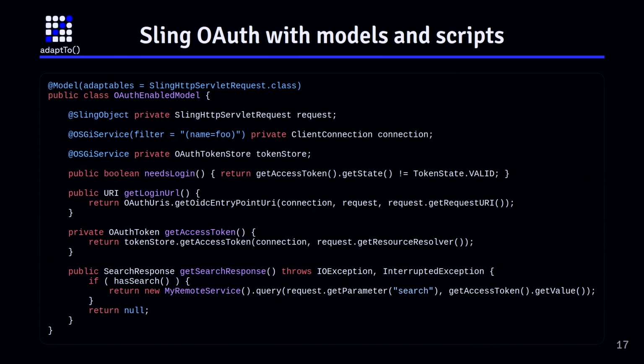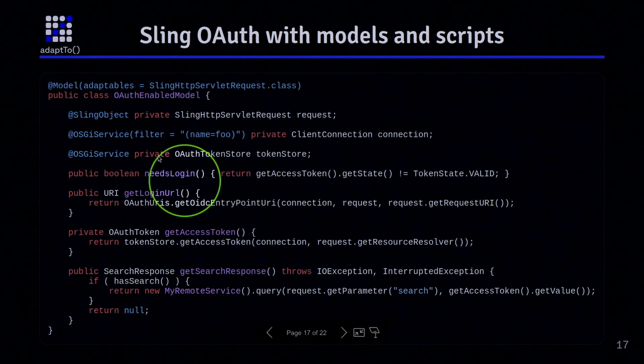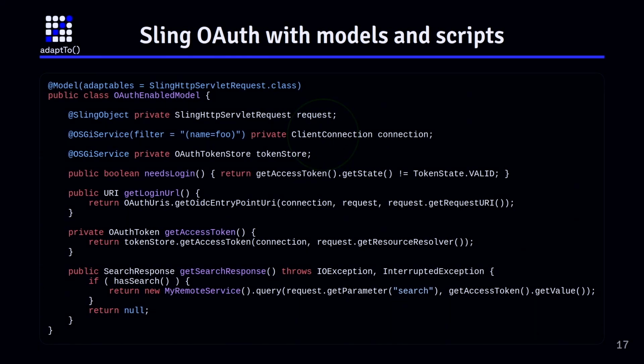Okay, code, finally. So this is a basic Sling model. First thing to note: you declare a reference to a client connection. Now, this is coming from the OAuth client APIs and is used to identify which connection you want to work with in this specific object.